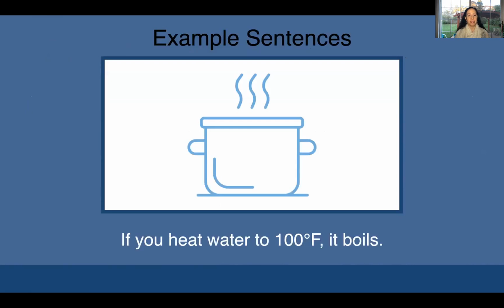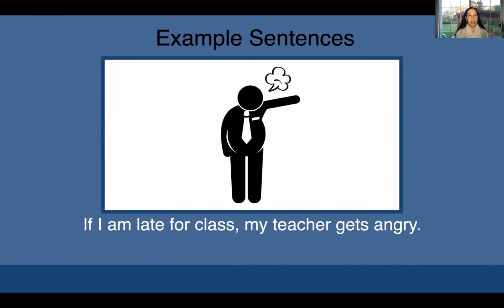Some example sentences. Now let's read along, okay? If you heat water to 100 degrees Fahrenheit, it boils. That's your if clause, and this is your main clause. If I am late for class, my teacher gets angry. This is the if clause. This is the main clause.